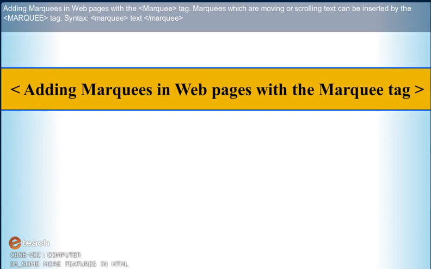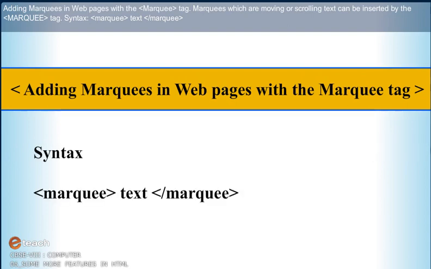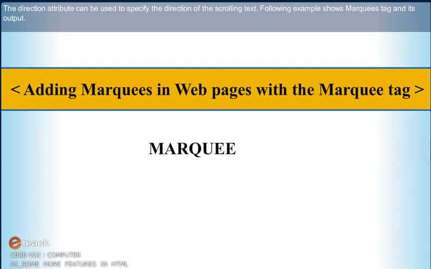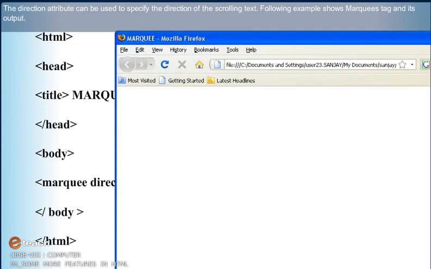Adding marquees in web pages, the marquee tag. Marquees, which are moving or scrolling text, can be inserted by the marquee tag. Syntax: open marquee, text, closed marquee tag. The direction attribute can be used to specify the direction of the scrolling text. Following example shows marquee tag and its output.